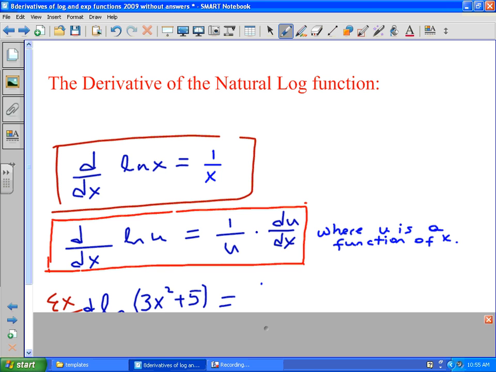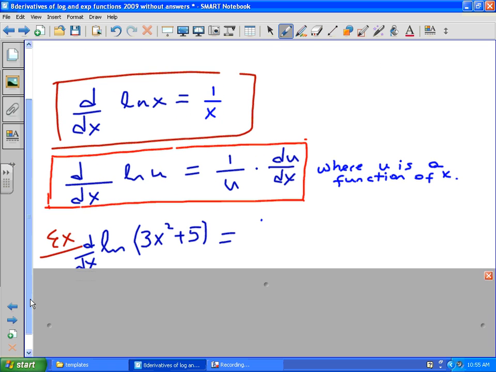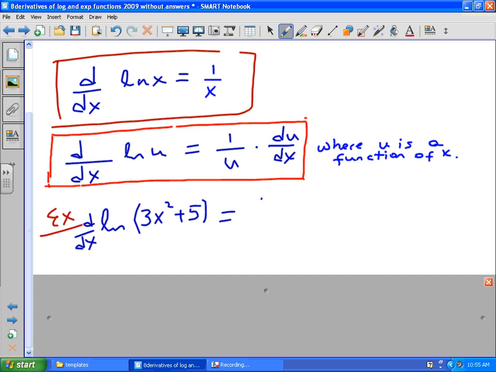Okay, for instance, let's take a look at this one. Let's find the derivative of ln of 3x squared plus 5.